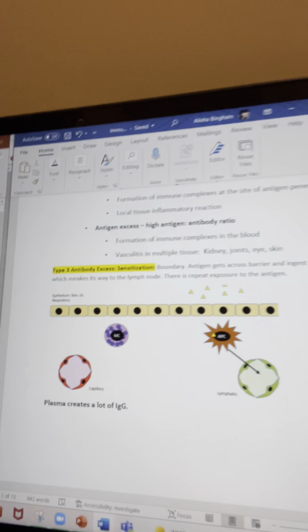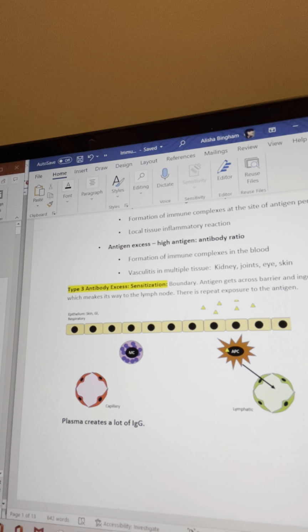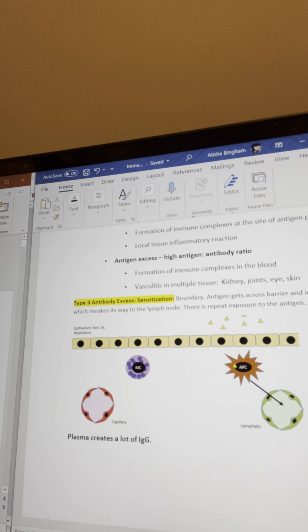So then we have type 3 antibody excess. Again, we first deal with sensitization. Antigen gets across the barrier here and is ingested by a phagocyte, which makes its way to the lymph node, and then there's repeat exposure of the antigen. This has to do with Th2 helper cells. The IgG antibodies bind to the antigen, and there are receptors on the macrophages that release interleukin 1. The complement is activated by the immune complexes. And then we have C3a and C5a, which stimulate the mast cells to degranulate.